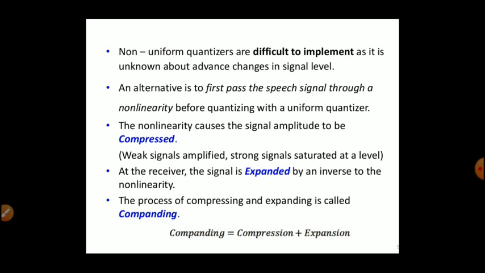An alternative is to first pass the speech signal through a non-linearity before quantizing with a uniform quantizer. The non-linearity causes the signal amplitude to be compressed. Weak signals are amplified, strong signals saturated at a level. At the receiver, the signal is expanded by an inverse of the non-linearity. The process of compressing and expanding is called companding. Companding equals compression plus expansion.